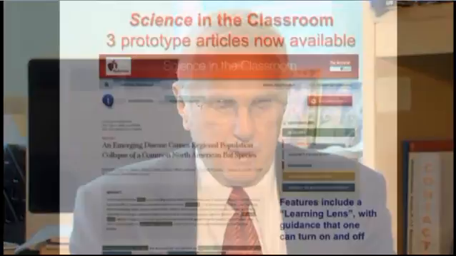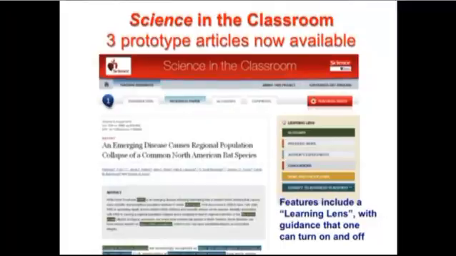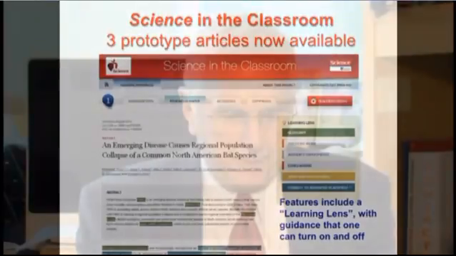And we are in the middle of a major project called Science in the Classroom. As this slide shows, we have 3 prototype articles available for you to try in your classroom. We'd like your feedback. We're choosing articles not randomly from Science Magazine, articles that are not too complicated. The first one is about the fungus that's killing North American bat species, for example.